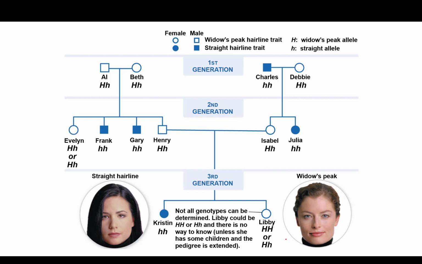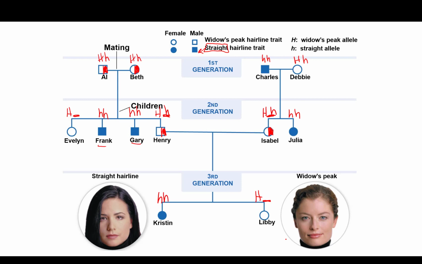Not all genotypes can be determined. So we figured out all of these people's genotypes except Libby. Well, and Evelyn. Since Evelyn and Libby haven't had any kids yet, we can't really determine their genotype. So they're going to be the ones left without a genotype written in.